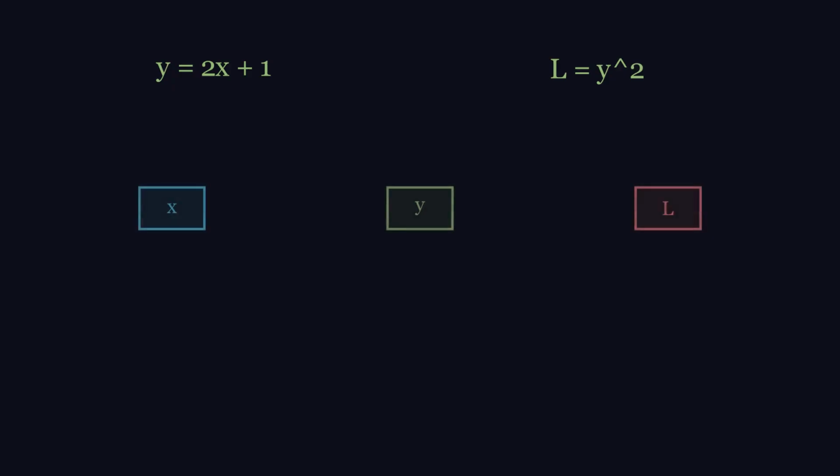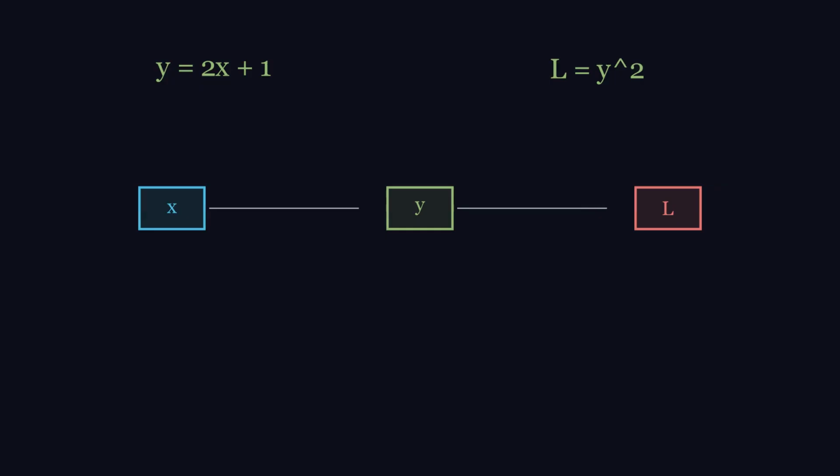To compute d the loss L over dW for any weight in the network, we need one tool from calculus, the chain rule. Let's derive it from scratch on something concrete. Let the variable y equal 2x plus 1, and let the loss L equal the variable y squared. So the loss L is a function of the variable y, which is a function of the variable x. What is d the loss L over dx?